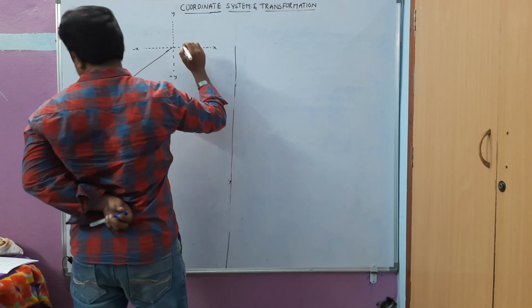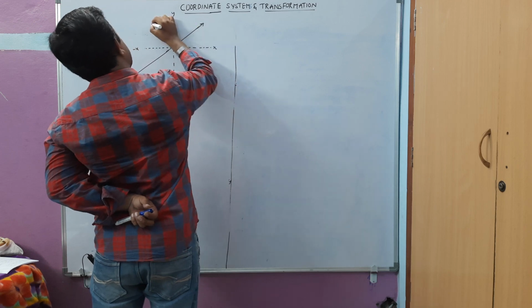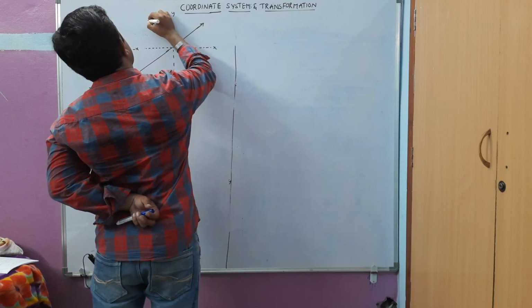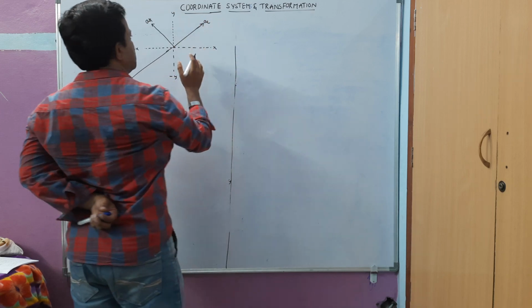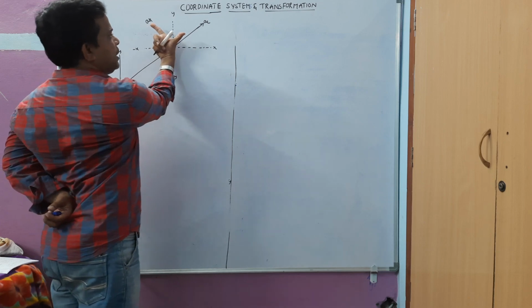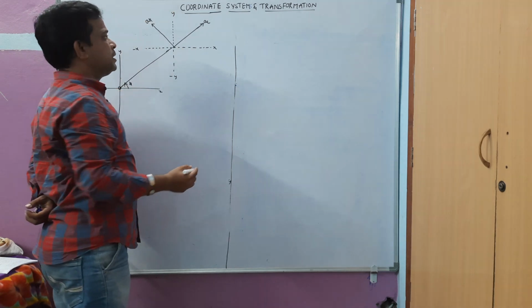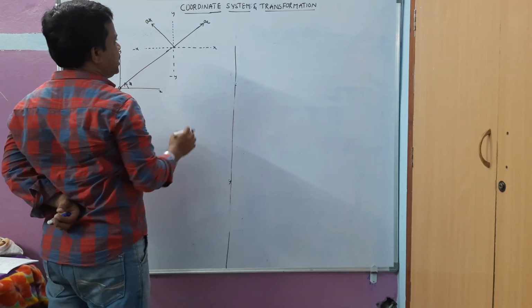Now I am going to take these unit vectors, a rho and a phi. This is a phi and this is a rho. So a rho and a phi are having 90 degrees and az is along this direction. Now I have to find the components and I have to write the unit vectors.